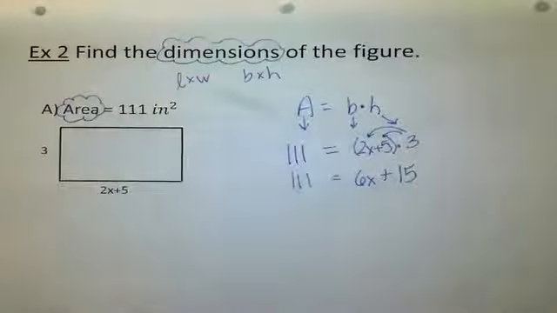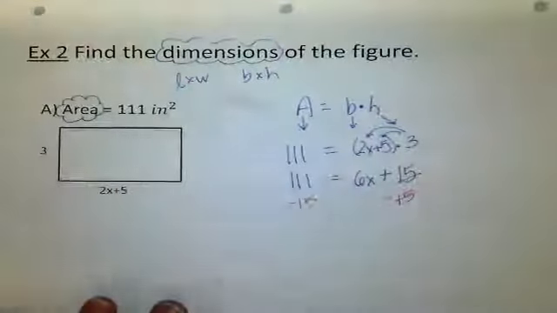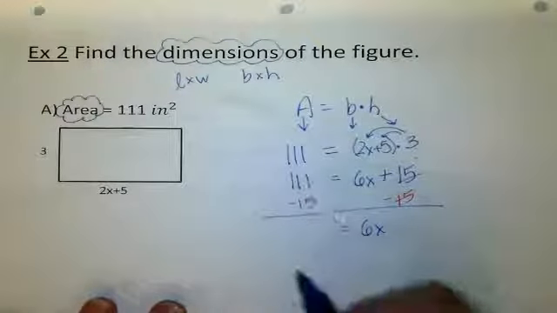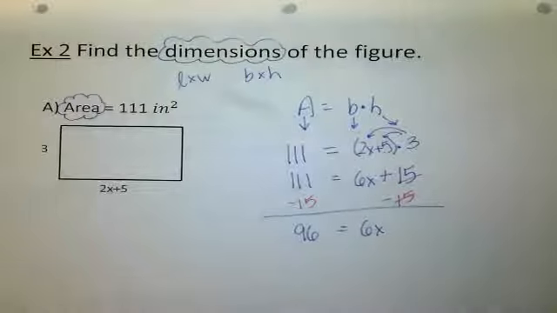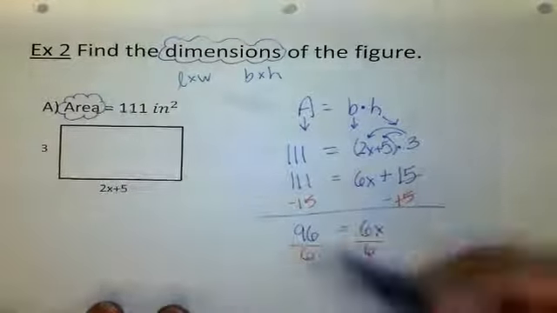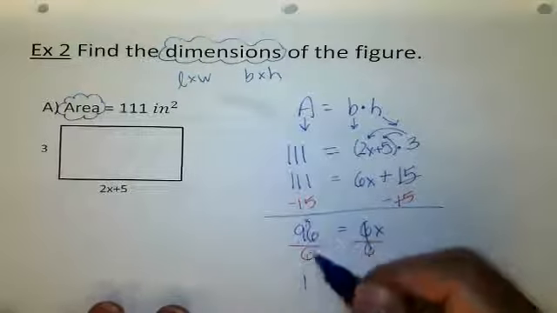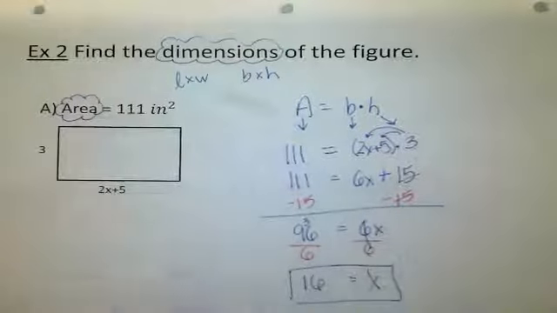And now what do you want to do next? Subtract 15, subtract 15, good. So we have 6x is equal to 111 minus 15 is 96. And then what? Divide by 6, divide by 6. 6 goes into 9 one time with 3 left over, and 6 goes into 36 6 times. We get 16. Have you ever seen division that way?